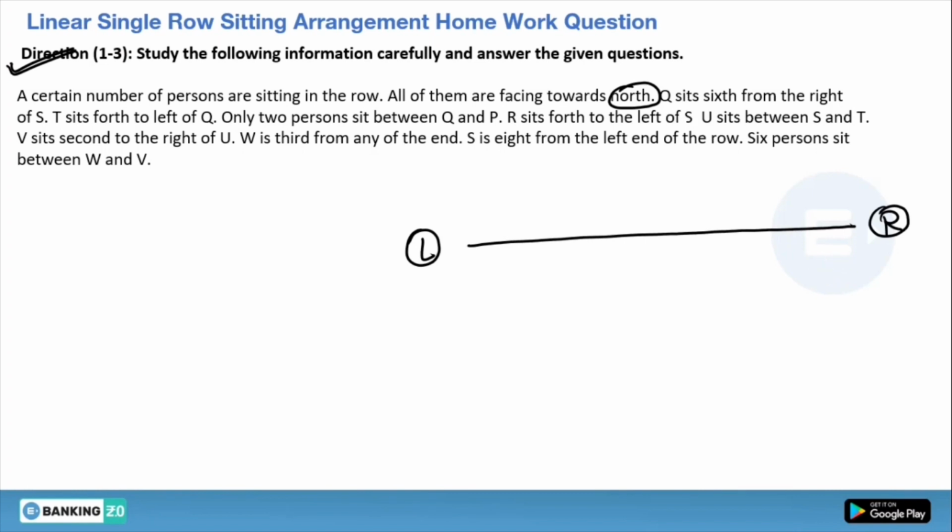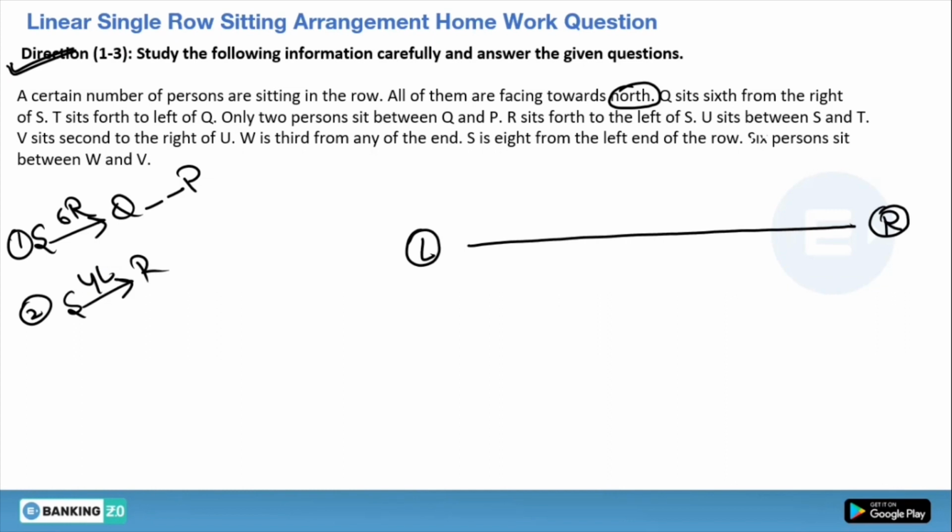Okay, so the question is, Q sits 6th from the right of S. We don't know confirmed information about Q and S, so we cannot put them here. We will make a footnote: from S, Q is 6th right. Only two persons sit between Q and P, so between Q and P there are only two persons. R sits 4th to the left of S. Again we make a footnote: from S, R is 4th left.